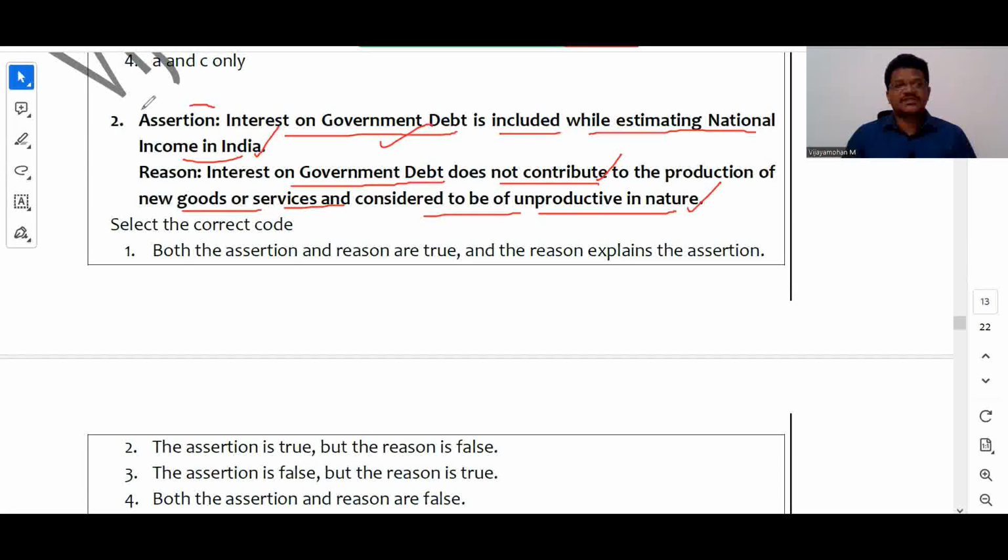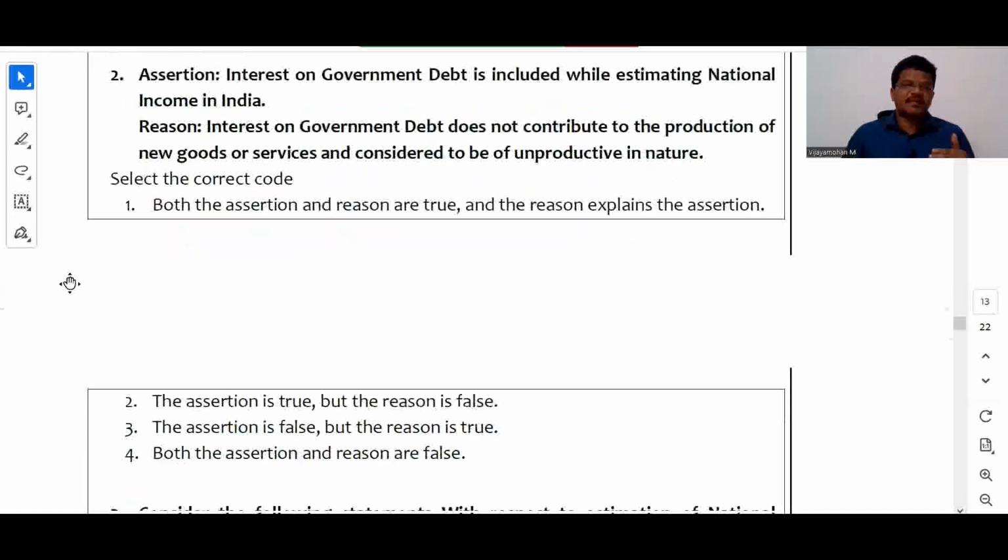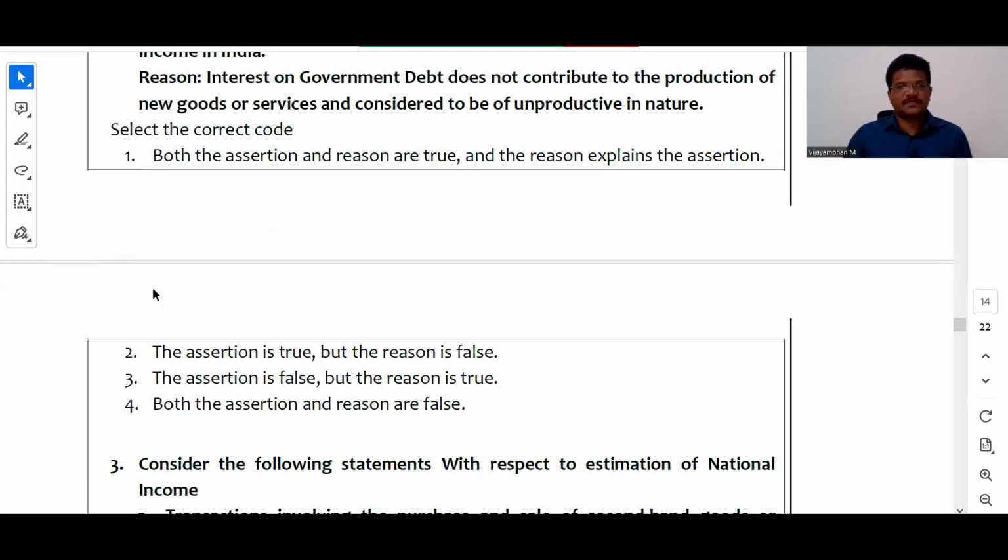So basically, the assertion is a wrong statement, right? Why? Because interest on government debt is not included, it is excluded while estimating the national income of India. However, the reason is right. Why it is not included means that government debt does not contribute to the production of new goods and services. And if the interest on government debt is for non-productive purposes, it is obviously not included. So the right answer is that the assertion is false, but the reason is true. See, if you have a comprehensive understanding, then only you will be able to answer this type of question, right?